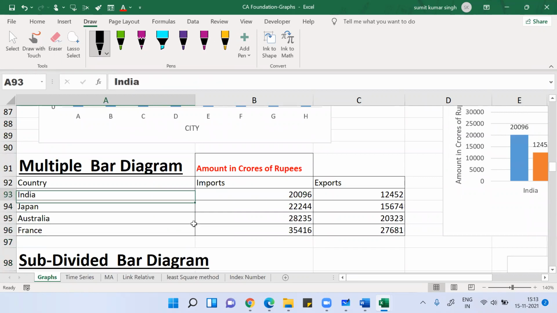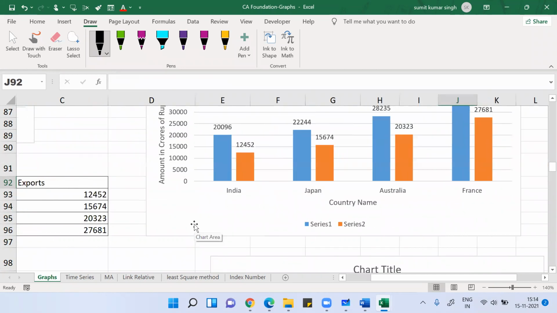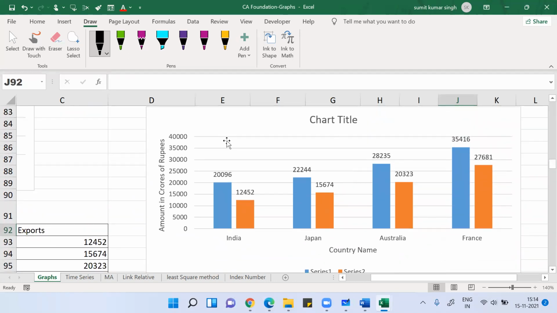For a multiple bar diagram, I've taken multiple countries' names and checked the values of import and export. So for each country, the values of export and import. If you see it in the form of a graph, this is the example of your multiple bar diagram. I hope you're getting it. So I've written down different countries like India, Japan, Australia, France, and the values of export and import.